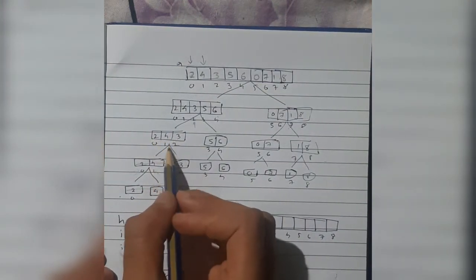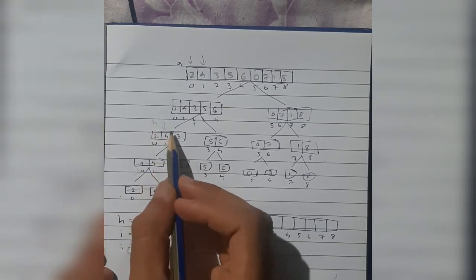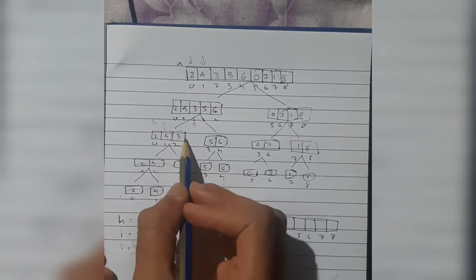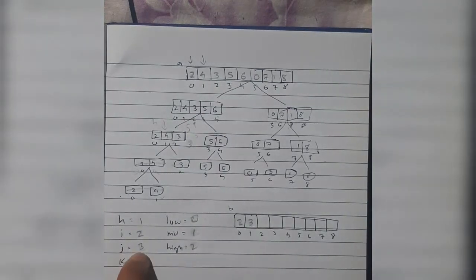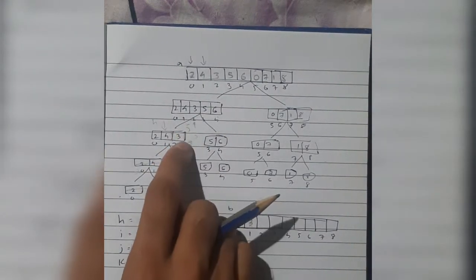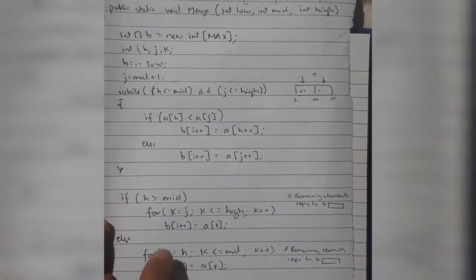H has not crossed mid, which is 1. So H is under the mid only, but J has crossed this point, meaning J has crossed and become 3 here. Okay, so we are concerned with J now. J is 3, that means J has crossed the end of the array. So in that case, what do we have to do? If J has crossed the end of the array, that means you have to execute this line of code.